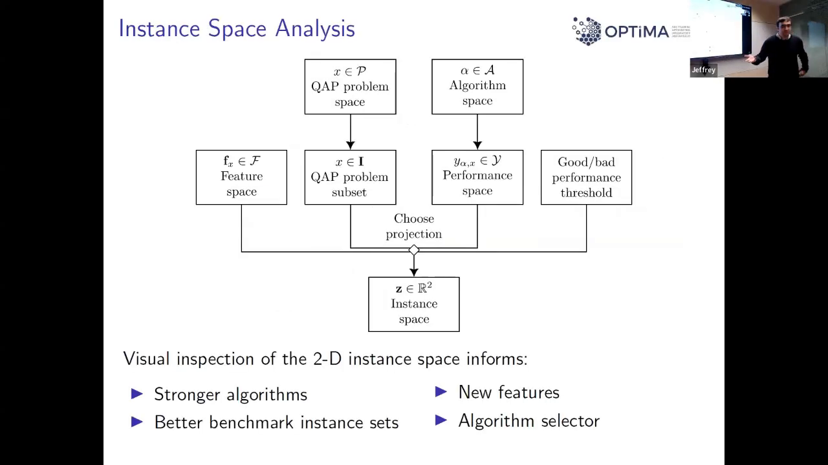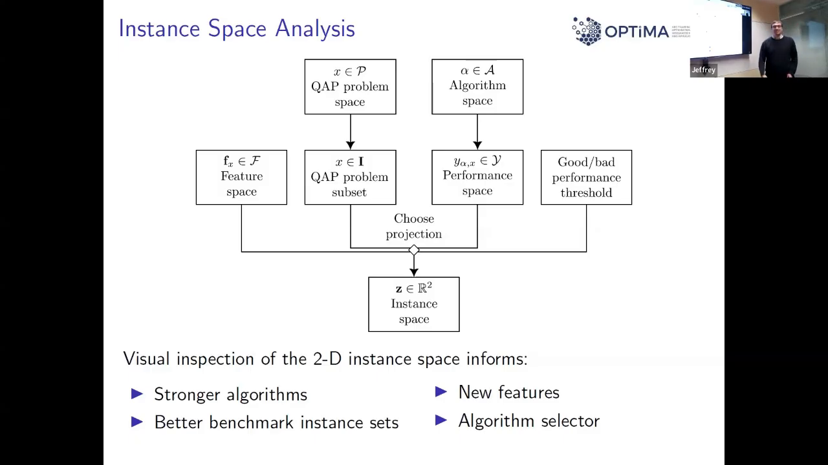Okay, so for those not familiar, a brief outline of what instance space analysis involves. We have a problem space, in this case the quadratic assignment problem space, and a set of algorithms. And we want to understand how the algorithms interact with the problem space. Where do they perform well? Where do they perform poorly? Now, if we could run every possible algorithm on every possible instance, this would be fairly easy.